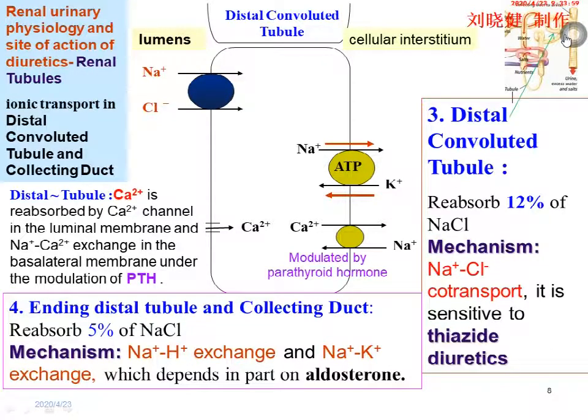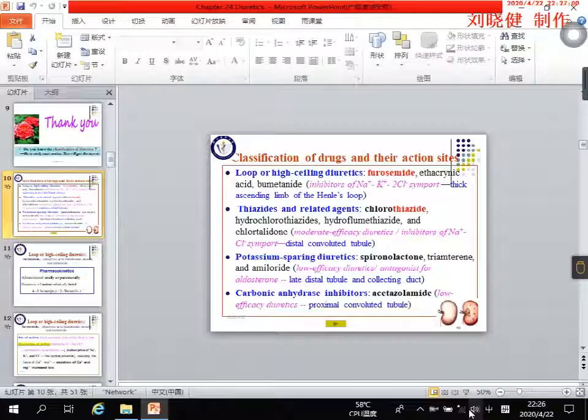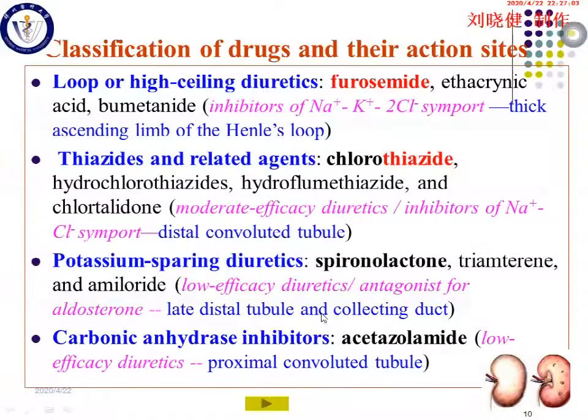Different segments of tubules have different functions for reabsorption. So that's why different drugs acting on different segments of tubules have different diuretic effects. So do you know the classification of diuretics? Let's go on to study. Look at this slide. It gives you a lot of information, not only about the classification of drugs, it also shows you the agents in each group, their action site and mechanism.